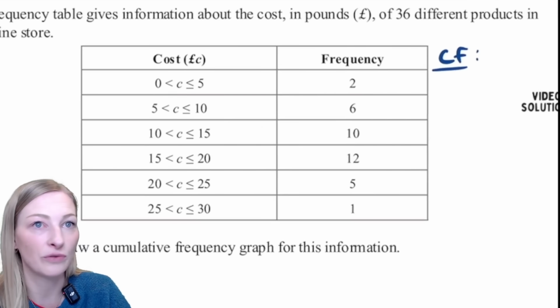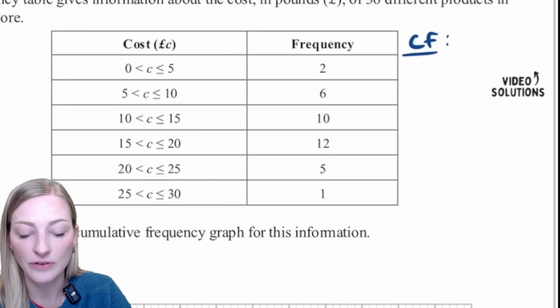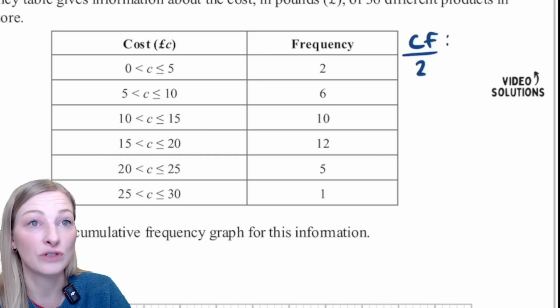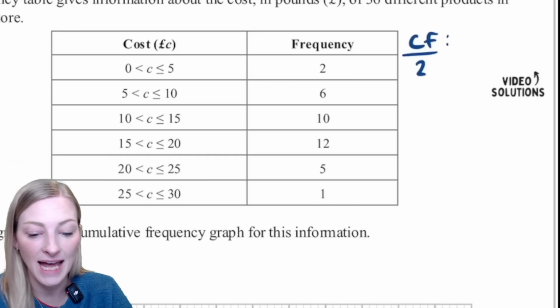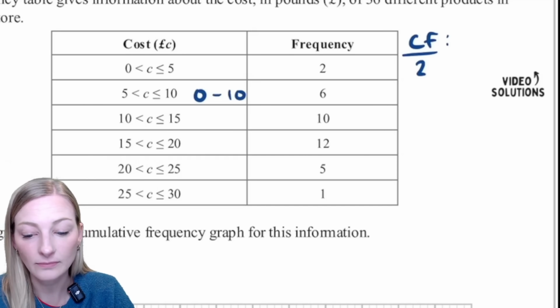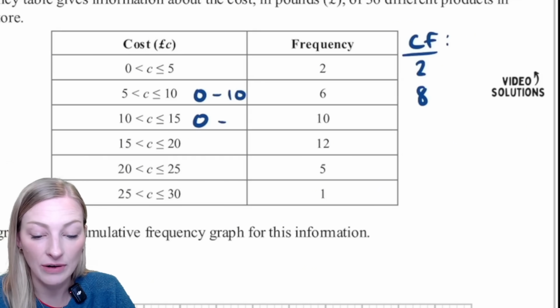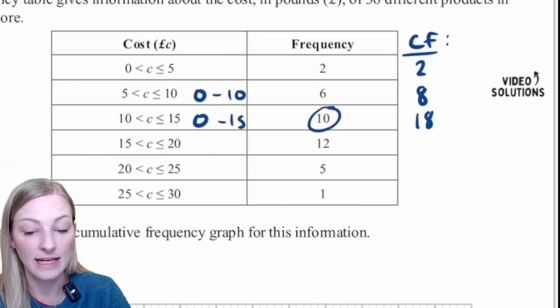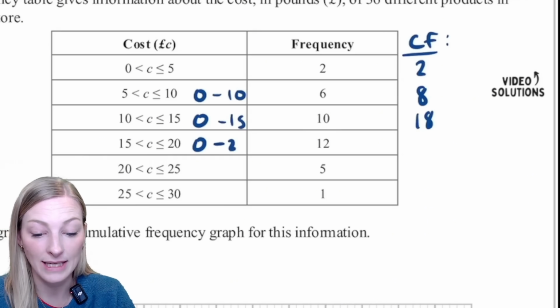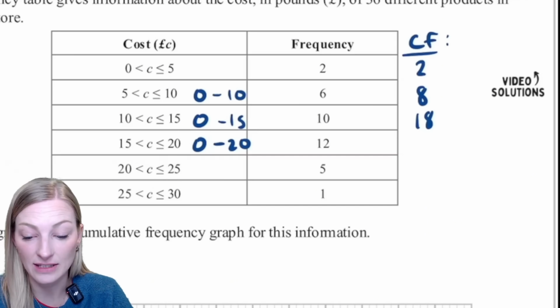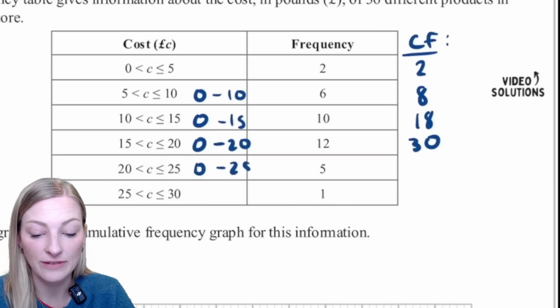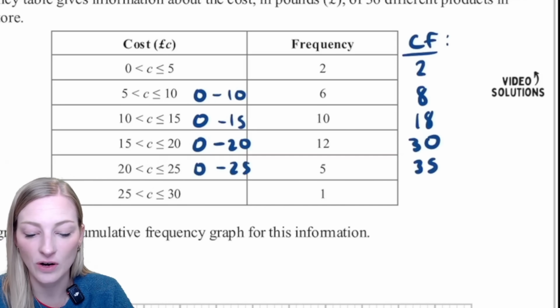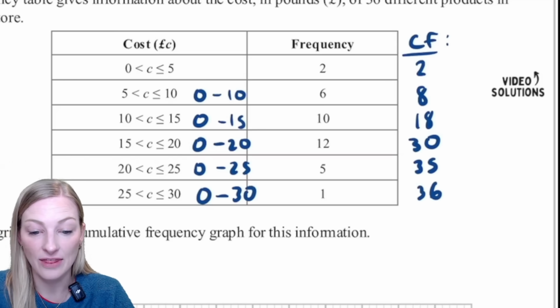Here, I've not done it for you, so we're going to do it. So 0 to 5 has a frequency of 2. Up to 10, the next category, we need to add that 6 on. So that takes us up to 8. Now up to 15 takes us up to 18. We're going to add on the 10. Up to 20, we're going to add on the 12. That takes us up to 30. Up to 25, we're going to add on the 5, and that's 35. And then up to 30, all the way to the top, add that on, and we get 36.